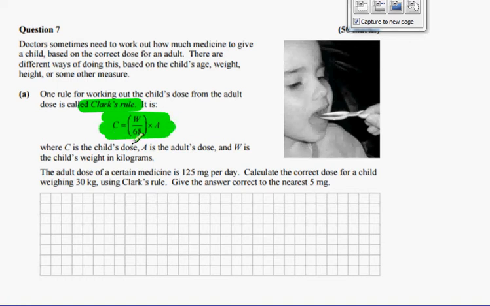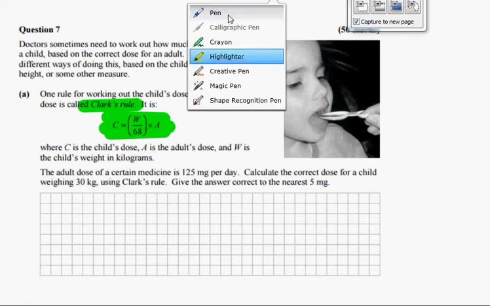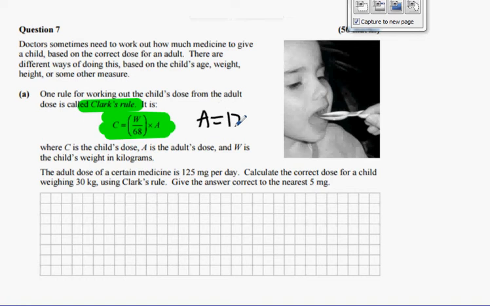It says the child's dose is C, the adult's dose is A, and W is the weight of the child in kilograms. The adult's dose is 125, so that means A equals 125. Calculate the dose for a child weighing 30 kilograms using Clark's rule. Give your answer to the nearest 5 milligrams.